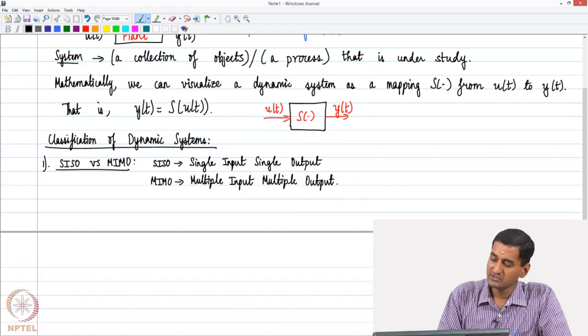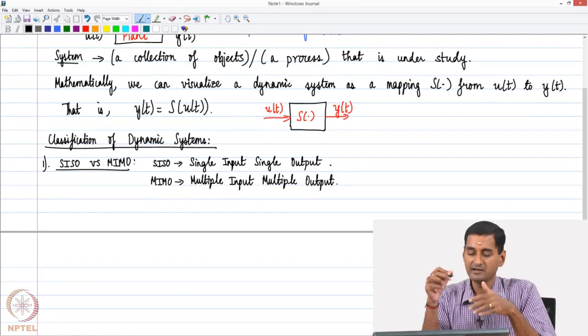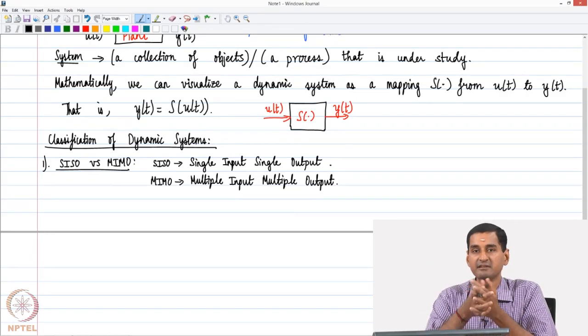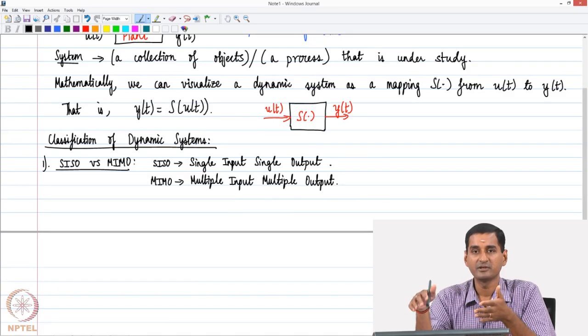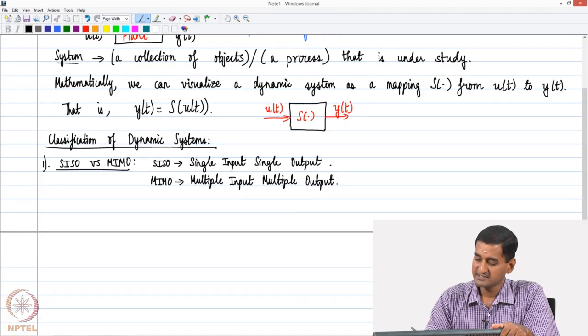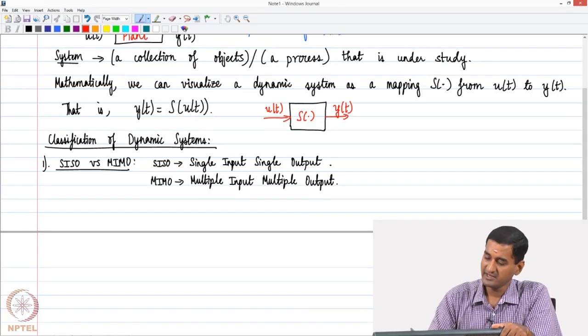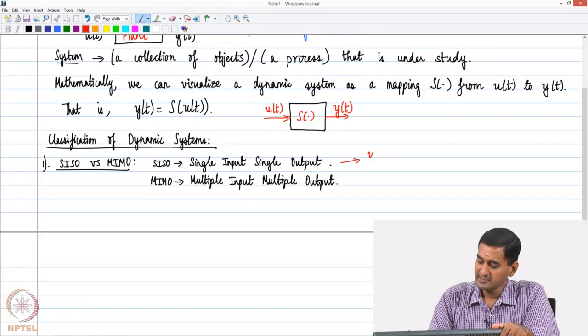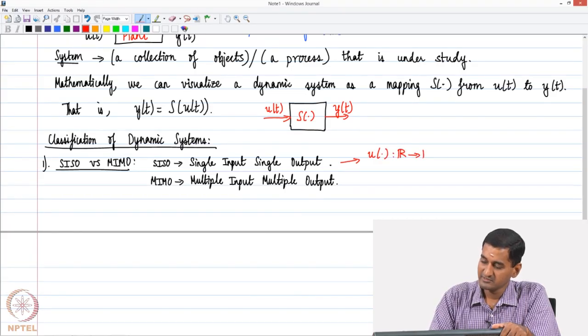We can visualize even the input and the output as a function, a mapping from the time domain to the domain of real numbers. For example, if I deal with a single input single output system, I can say even the input u is a mapping from the field of real numbers to the field of real numbers, because t belongs to the field of real numbers.